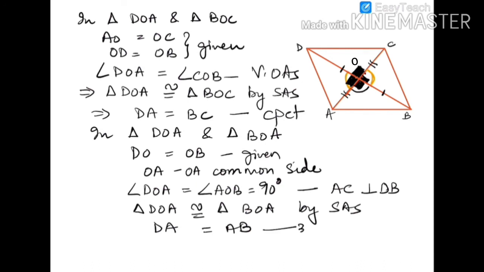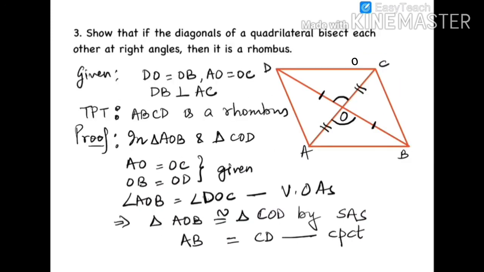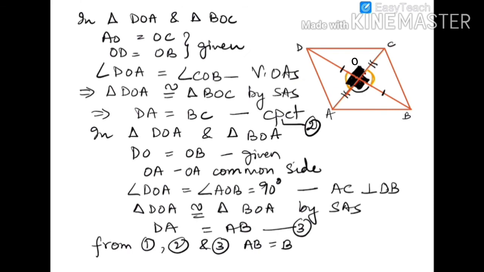Let's mark this result as 3, this result as 2, and this result as 1. So from 1, 2 and 3, we can say that AB equal to BC equal to CD equal to DA. And since all sides are equal, ABCD is a rhombus.